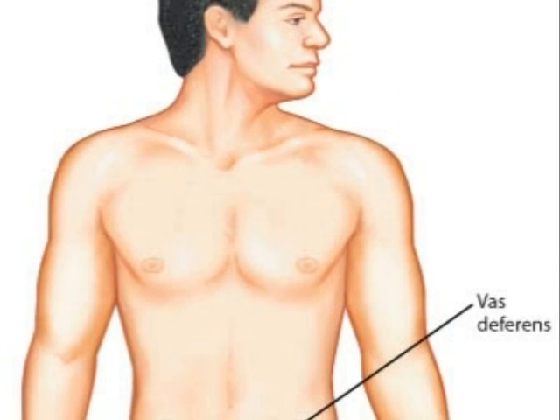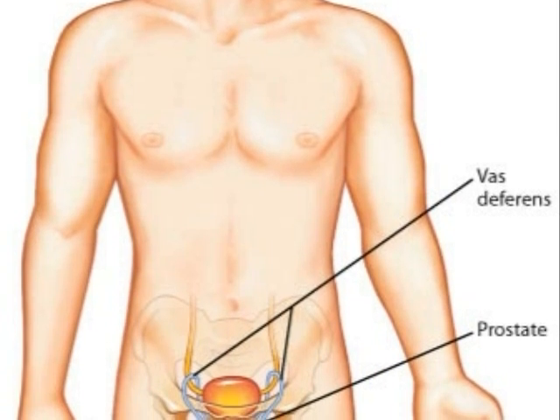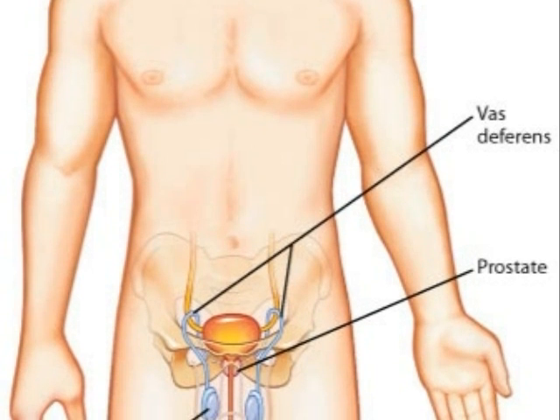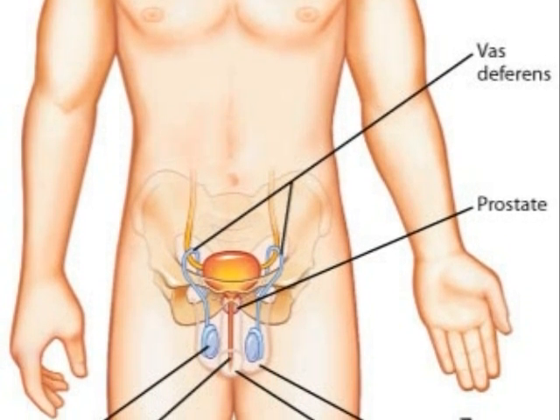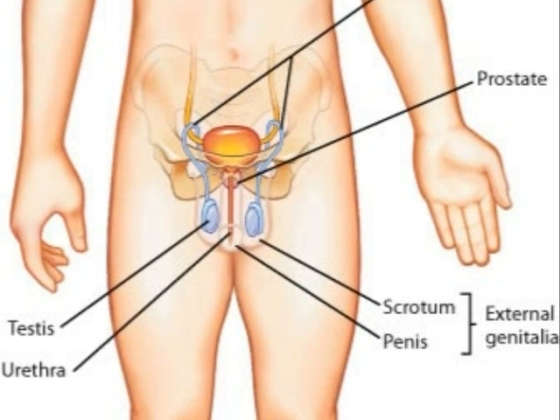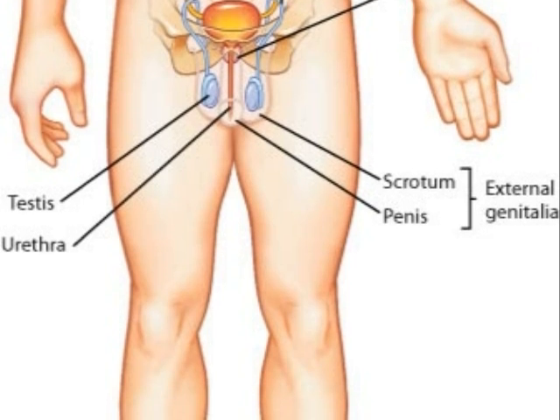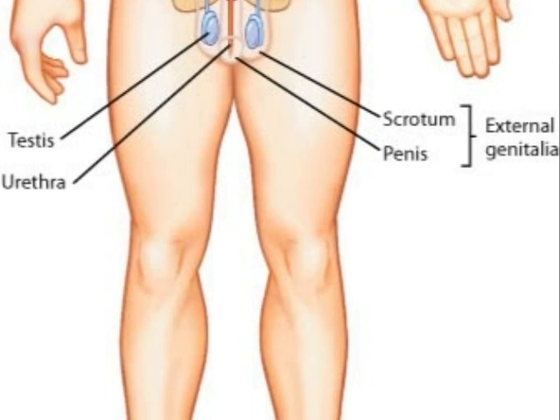Another system that we'll be covering is the male reproductive system. If you take note, the male testes are also part of the endocrine system. And you'll find that with a lot of our systems, we have multi organs that are in different systems.